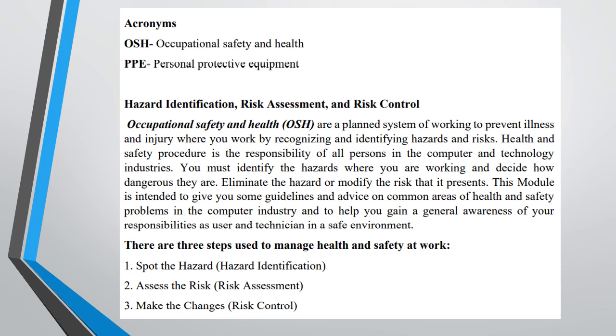This module is intended to give you some guidelines and advice on common areas of health and safety problems in the computer industry and to help you gain a general awareness of your responsibilities as user and technician in a safe environment. So there are 3 steps used to manage health and safety at work. First is spot the hazard, so hazard identification. Next is assess the risk, or risk assessment. And the last one is make the changes, so risk control.